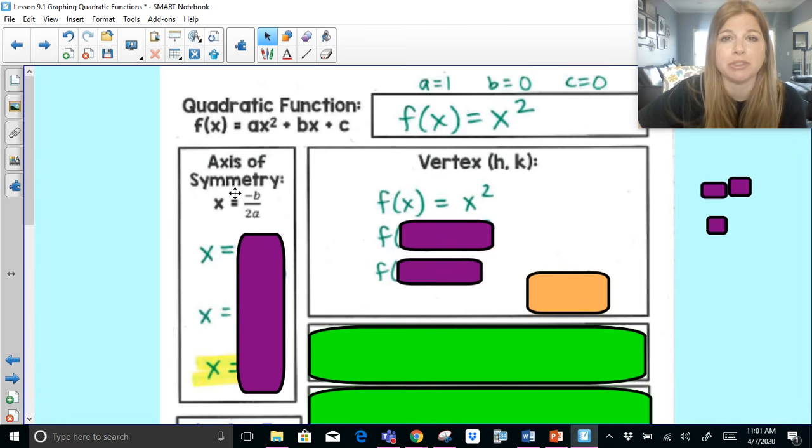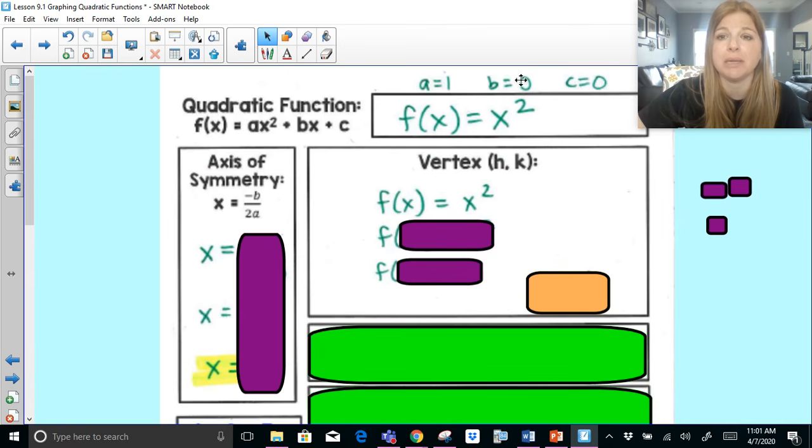The axis of symmetry. Remember how the axis of symmetry was an x equals equation? x equals some number. It was that vertical line. We can actually calculate the axis of symmetry using this tiny, tiny little formula. It's the smallest formula that you've ever seen. It's negative b over 2a. Say it with me. Negative b over 2a.